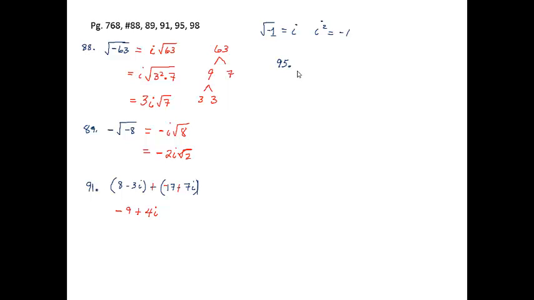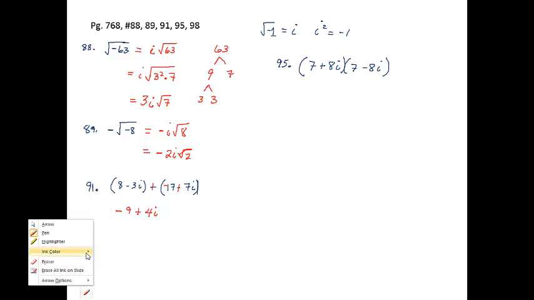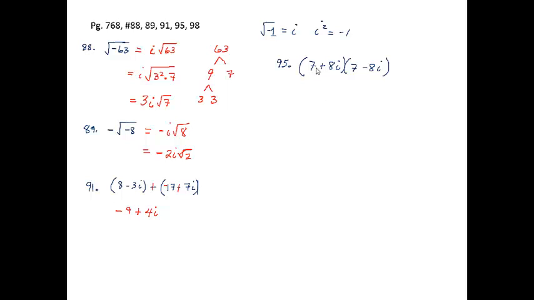So 95, it still says perform the indicated operation. Write the result in the form a plus bi. So we have 7 plus 8i times 7 minus 8i. So this is just like before. We're going to do this using foiling, which is basically each term in the first group multiplies each term in the second group. Basically, everybody dances with everybody else.